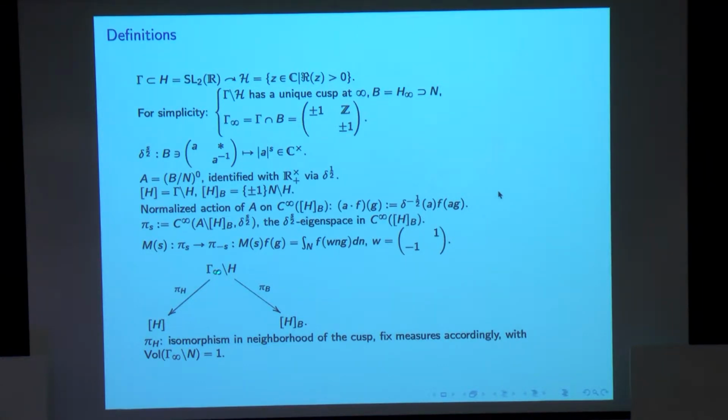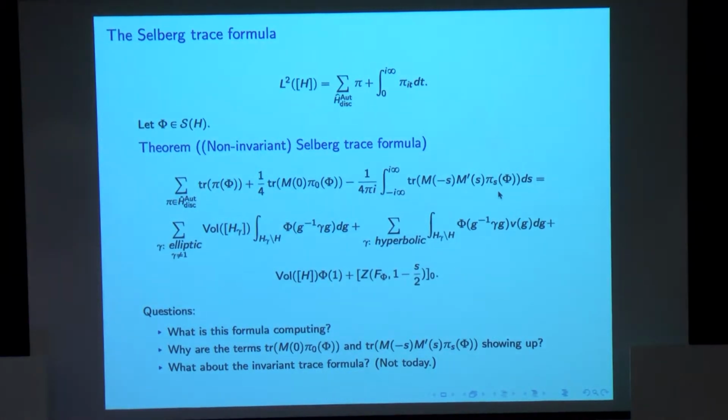And finally, I fix measures. I fix a measure on H, H mod gamma infinity, brackets H, compatibly. All of these spaces are locally isomorphic. And then I fix a measure so that the fibers of this map have measure 1. Okay. And this is the new theorem that I want to prove.